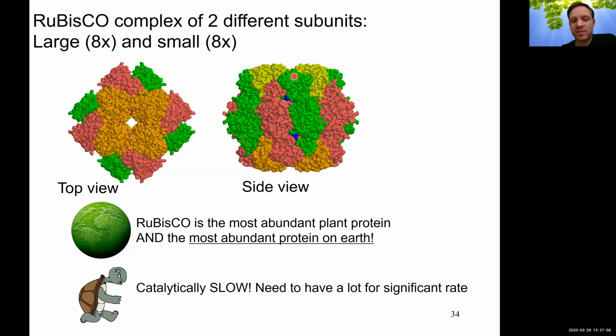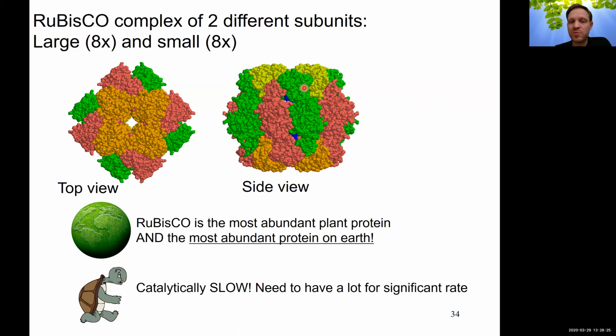It turns out that Rubisco is the most abundant protein in plants. And given how much plant biomass we have on the planet, it is the most abundant protein on Earth. Part of the reason for its abundance is that it is catalytically extremely slow. It's really a bad catalyst in terms of speed. And so you need a lot of the protein molecules to push this pathway efficiently.